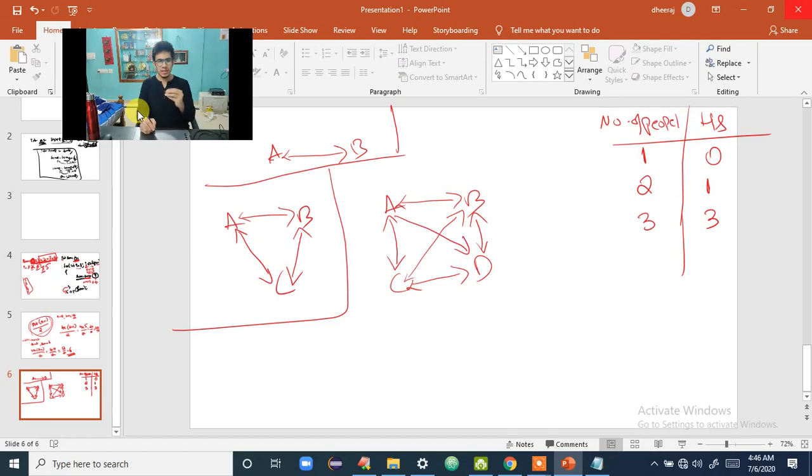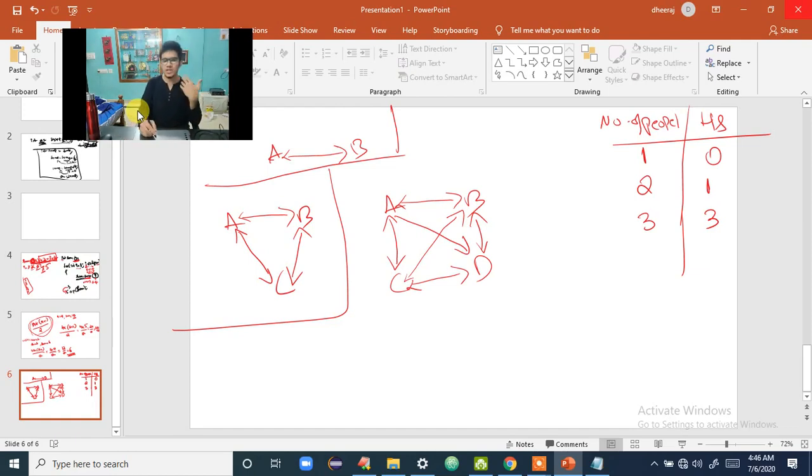Now you tell me, is there any other pair which is left out? Did B give handshake to A? Yes, link is there. Did B give to D? Yes, that link is there. Did B give to C? Yes, that link is also there. Did C give handshake to all the other 3? Yes. Right? Did D give handshake to all the other 3? Yes.